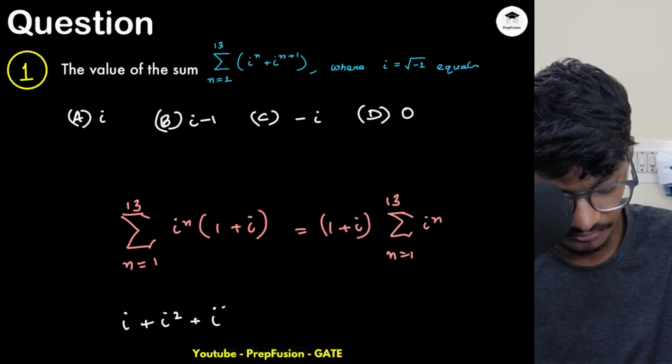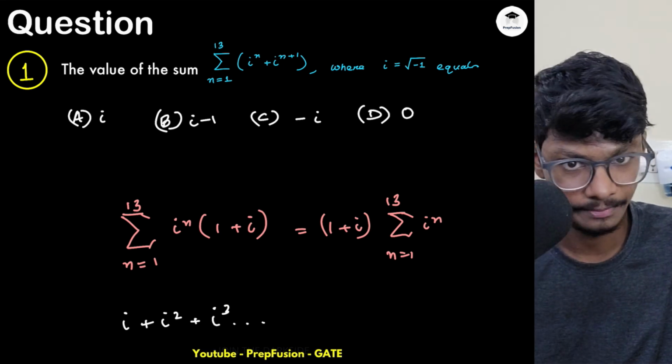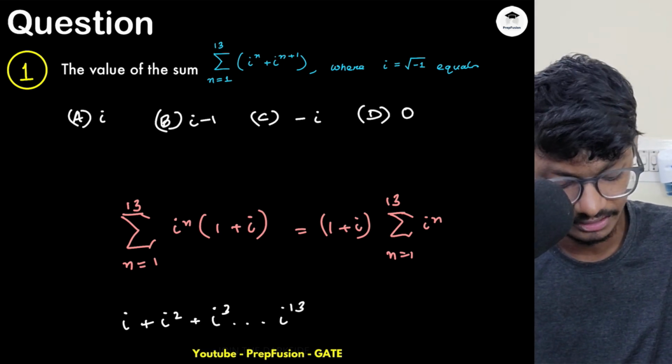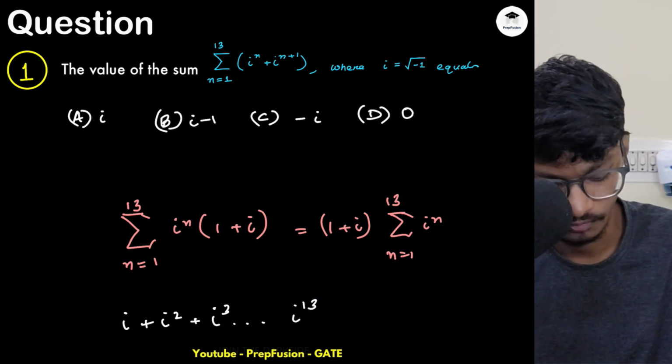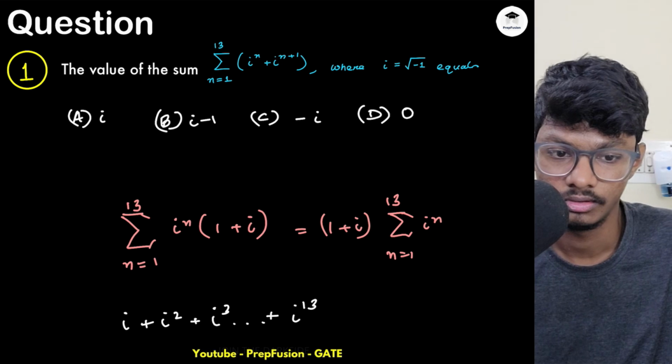Okay, so I am observing it is following a pattern. It goes up until i raised to power 4, but here it is ending at i raised to power 13. So what will the answer be? Will the answer be 0? It won't be 0, right?